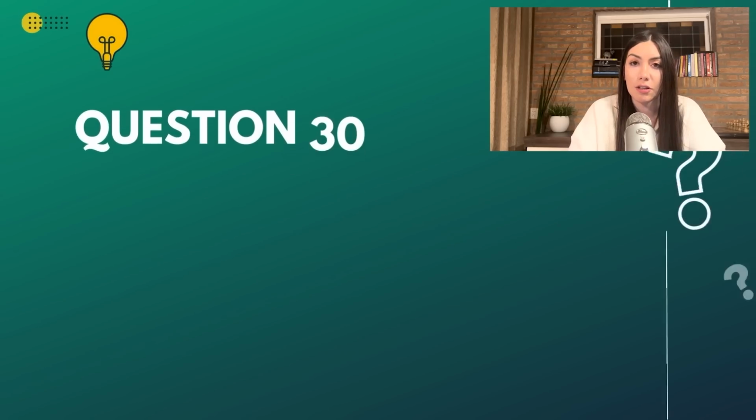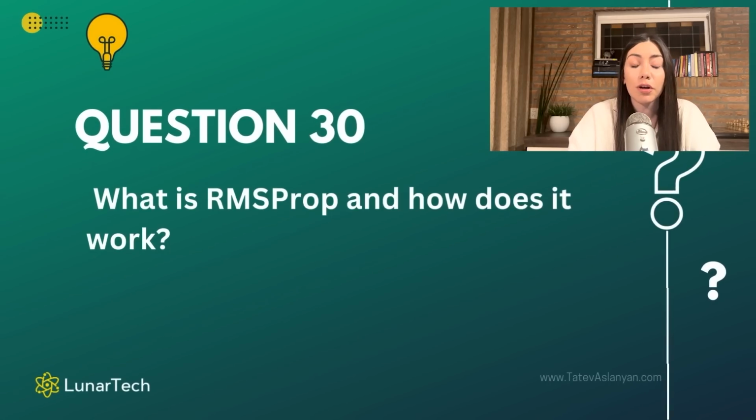So this is basically, at a high level, the summary of the adaptive optimization process: what it means to adapt the learning rate, the impact of it on the deep learning model performance, as well as examples of a few adaptive optimization algorithms largely used across the industry. The next question is, what is RMSProp and how does it work?